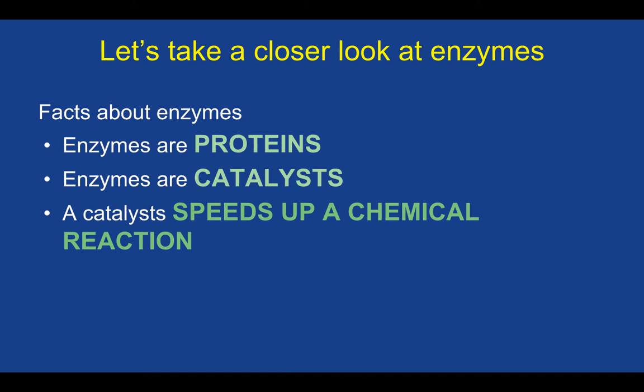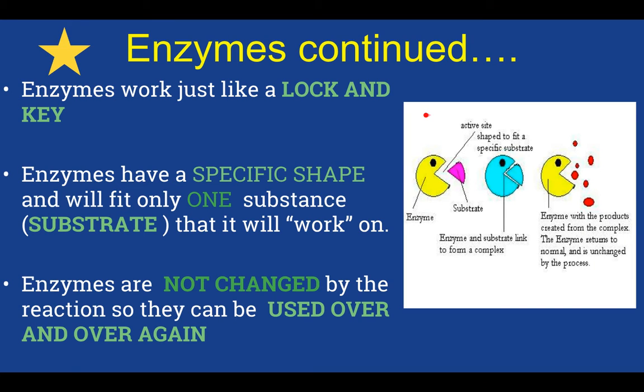All right. So we know they're proteins. They are catalysts, biological catalysts specifically, and they speed up a chemical reaction. Now my slides are not advancing. And as I just mentioned, they work like a lock and a key. They have a specific shape that will only fit one substance, one substrate that it'll work on. So an enzyme that breaks down carbohydrates is not going to break down proteins, and it's not going to break down nucleic acids, and it's not going to break down any waste products, because it only works on one specific thing.